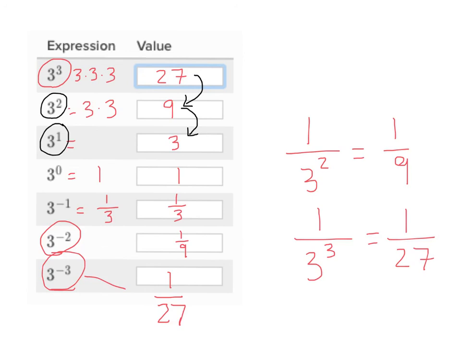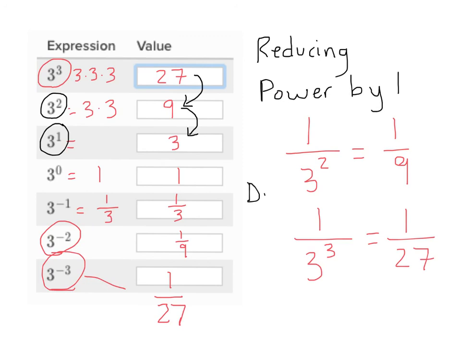So reducing the power by 1 is the same thing as dividing my output by 3. And that's only in this case.